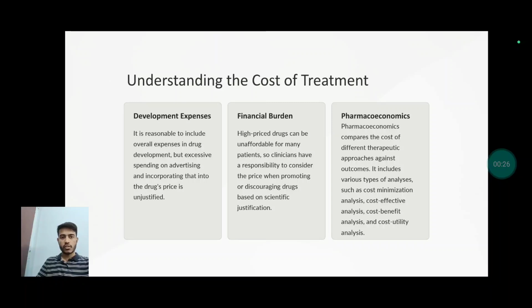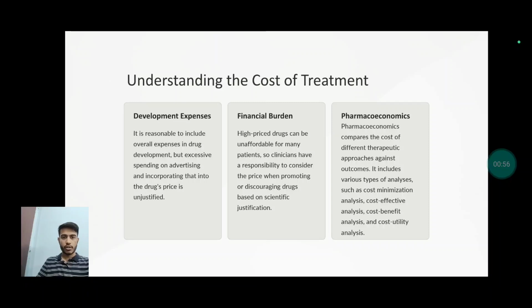It is reasonable to include overall expenses of the development of the drug, but excessive spending on advertising and incorporating it into the drug's price can be unjustified. Secondly, financial burden. We all know that many high priced drugs are unaffordable for many patients, so it is the responsibility of the clinician to consider the price in promoting or discouraging drugs based on scientific justification.